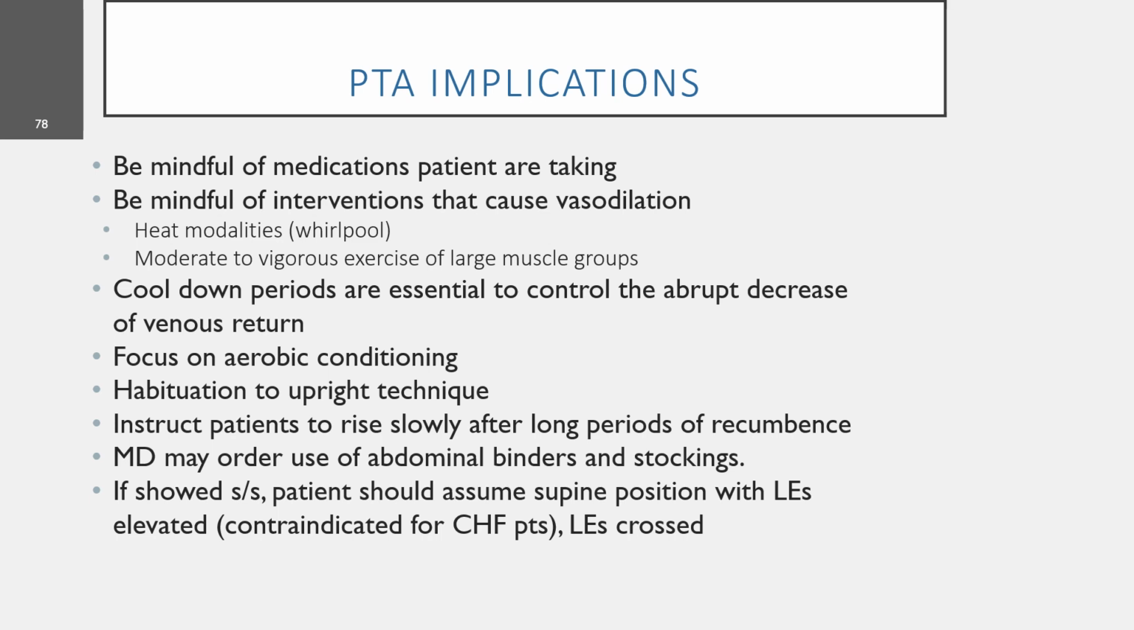Focus on aerobic conditioning. Habituate to upright technique. Instruct patients to rise slowly after long periods of recumbence. Physicians may order use of abdominal binders and stockings. If experiencing symptoms, patients should assume a supine position with lower extremities elevated; however, this is contraindicated for CHF patients. Do not cross lower extremities.